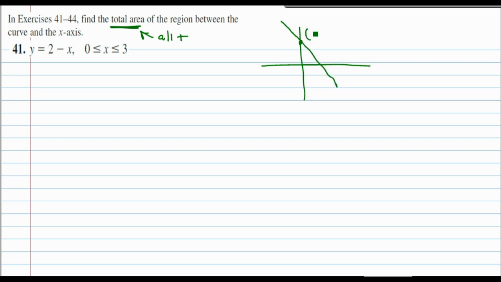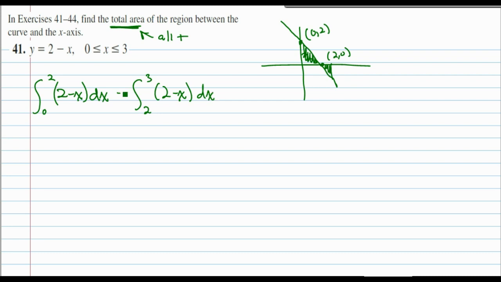So I know that this point right here is going to be (0, 2). I know that (2, 0) makes the function 0, so that's the x-intercept. And I want to go between 0 and 3. So here's 0 to 2 above the x-axis, but then out to 3 is going to be below the x-axis. So I need to break this up into two pieces. The antiderivative from 0 to 2 of 2 minus x dx, and now minus the antiderivative from 2 to 3 of 2 minus x dx.